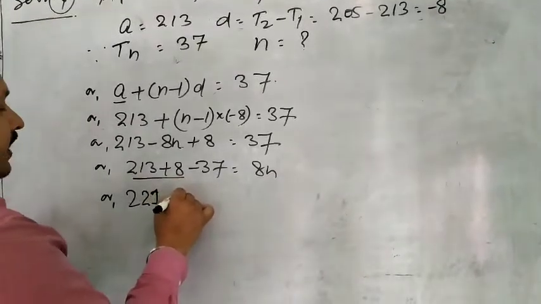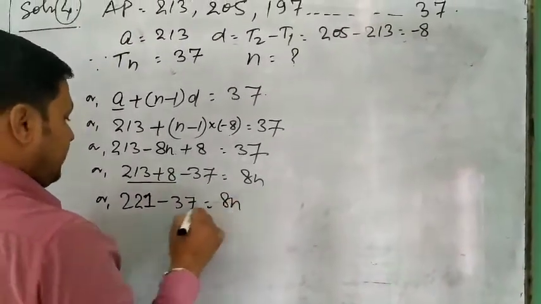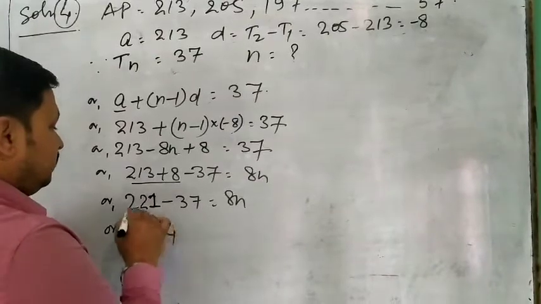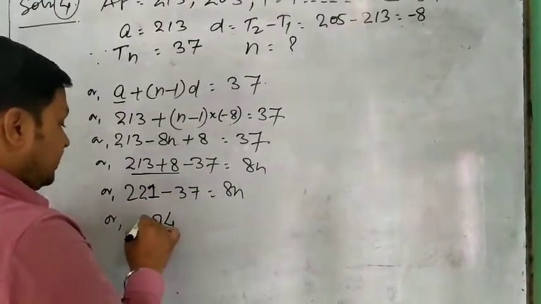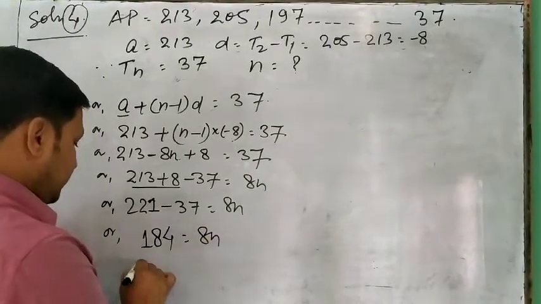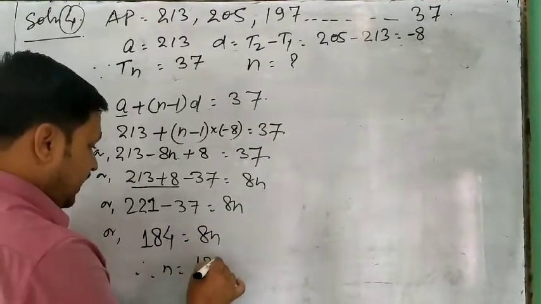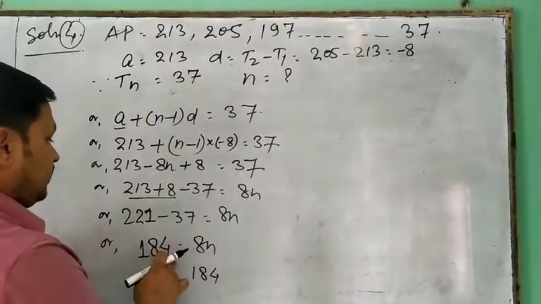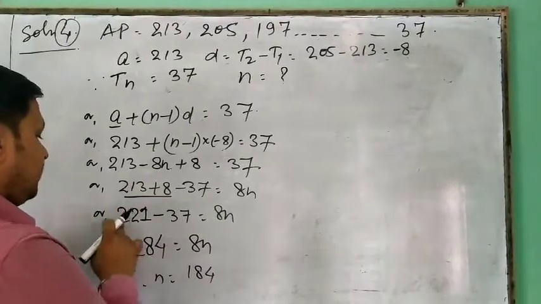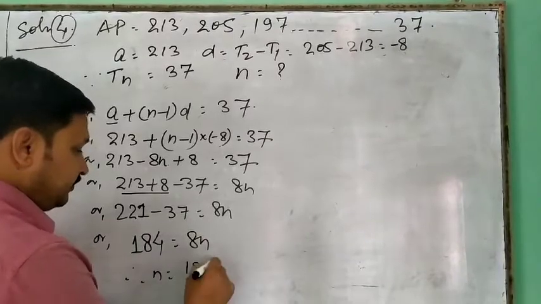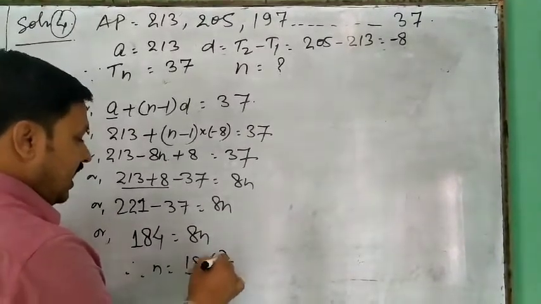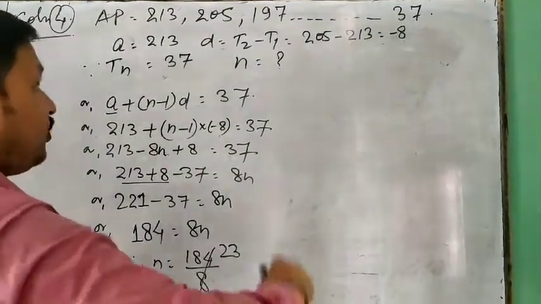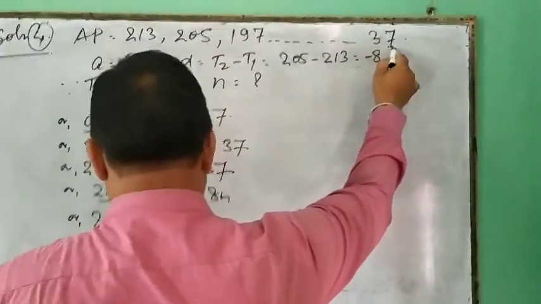It is 221 minus 37 equal to 184. So your result is 184, and n equals 184 divided by 8, sorry, 23. 8 2s are 16 and 8 3s are 24. So up to 37, it is the 23rd term.